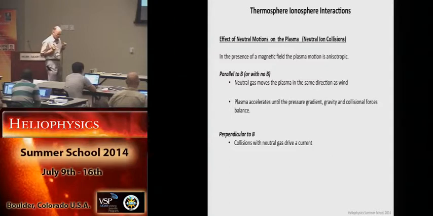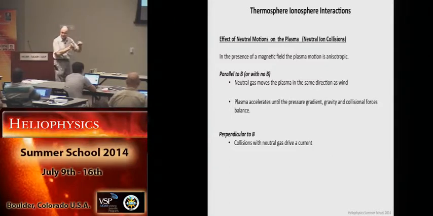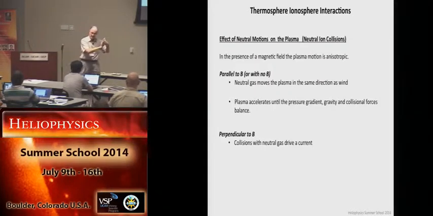So you can push on the gas, and this is parallel to B, right? So there's no J cross B force. I push on the gas with the neutral atmosphere, and the gas will move until it's opposed by the pressure that builds up because I'm moving it, and gravity if gravity exists.